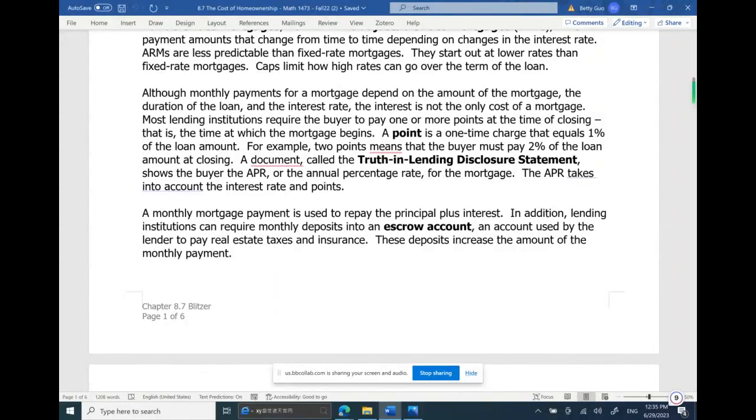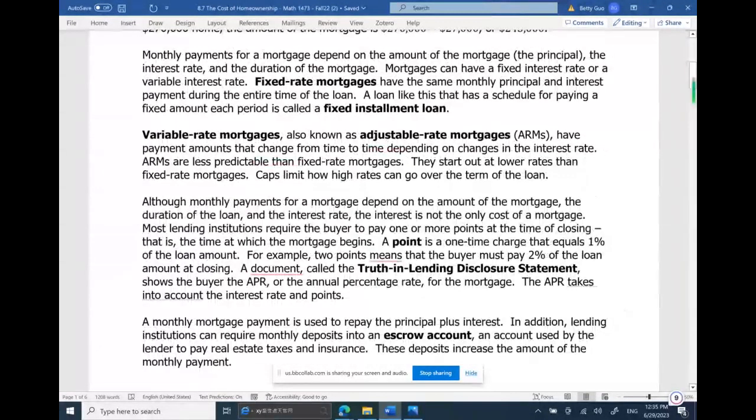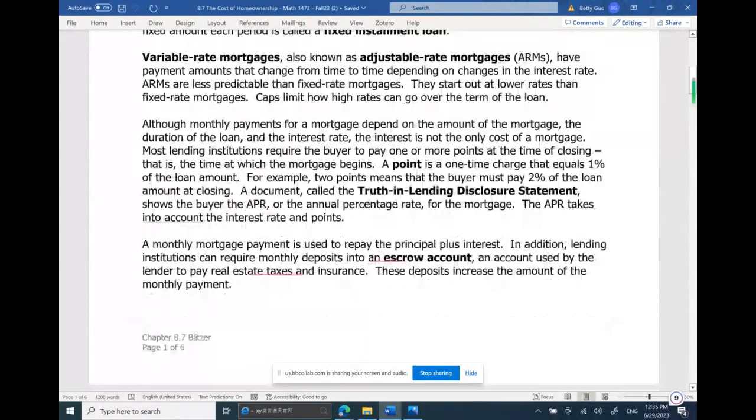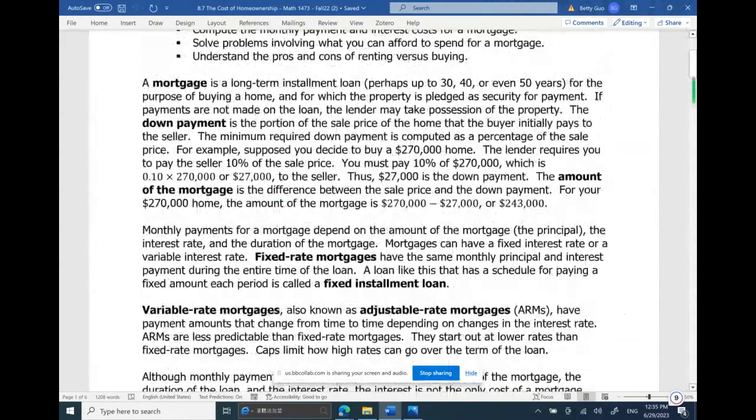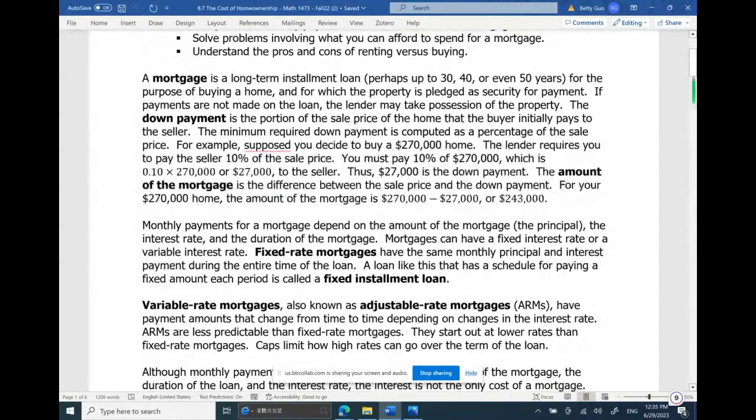My home loan is a fixed installment loan, and the home mortgage part, my monthly payment of principal and interest, is only 600-ish. But I actually pay 800-ish because of the taxes and the insurance. And I had to pay the escrow account in midtown Tulsa. They take care of that. So those are the costs of buying a home through a home mortgage.